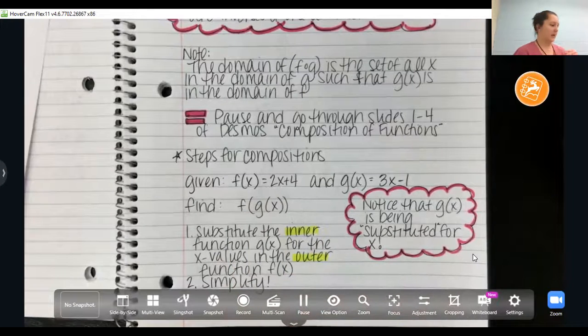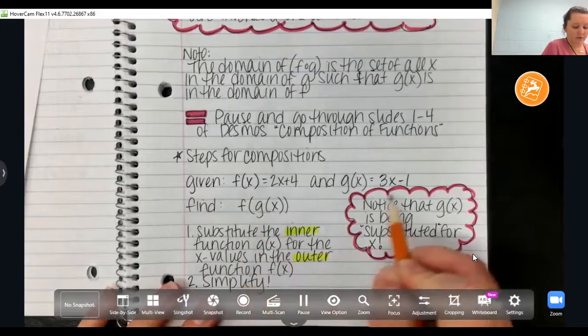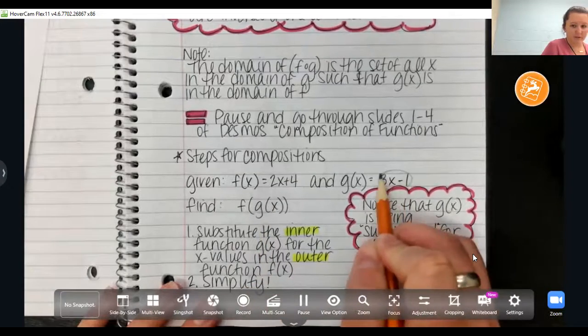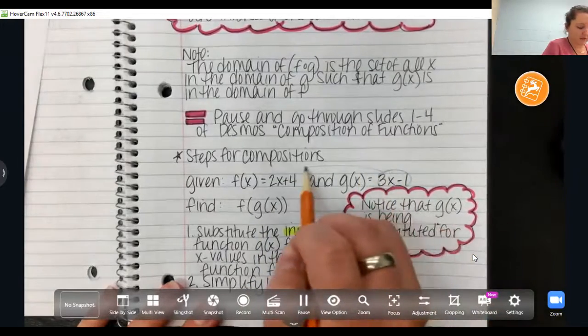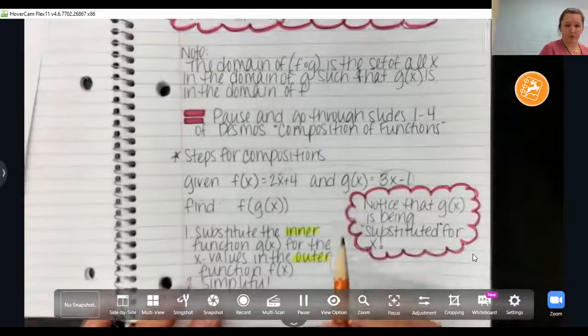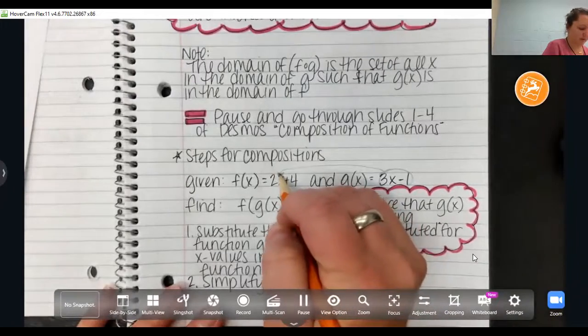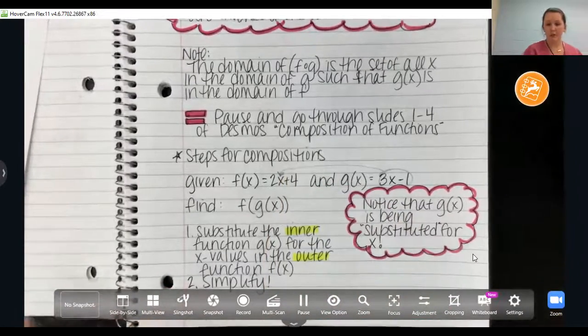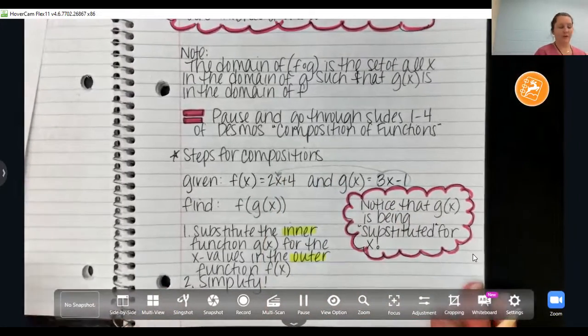So that means that this inside function g of x, 3x minus 1, is going to be substituted, plugged in, or evaluated, any one of those words will work, for the x value in f of x. And then you simplify, right?